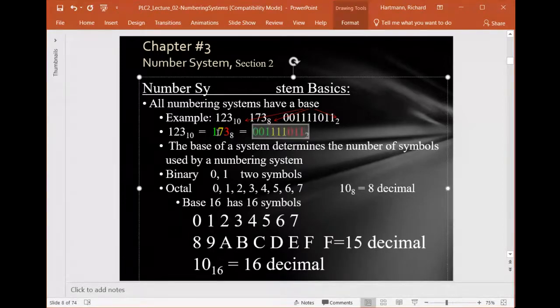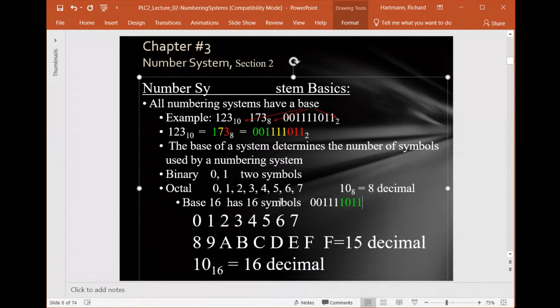So if I wanted to write the number in hexadecimal, instead of breaking it up into 3 bits to make it octal, I would break it up into 4 bits. So let me bring it down here. I would break this number into 4 bits. Always start from the right side when you're doing that.